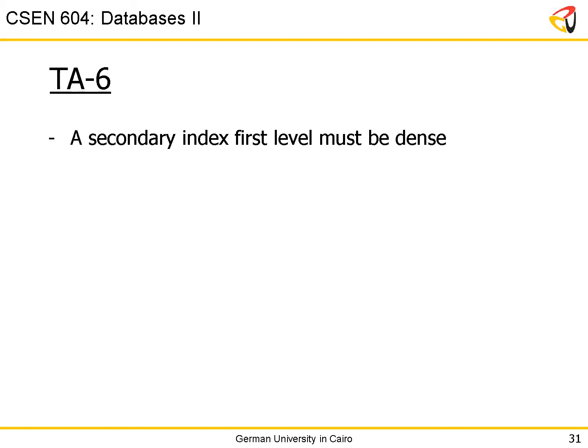Here is another takeaway. A secondary index first level must be dense. We've got to get all the values sorted. The key about this, we're saying dense because we're interested in sorting them, to have them from the smallest to the largest. And then we can do binary search. Without that, we can't.